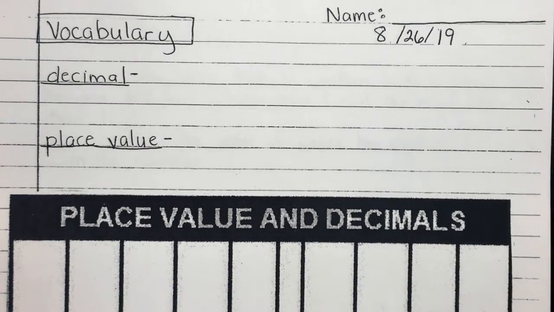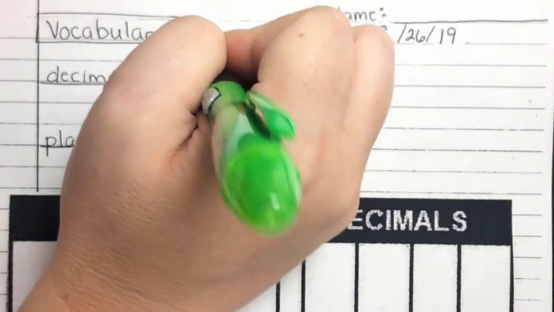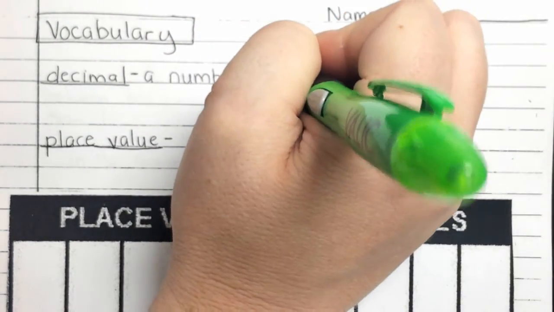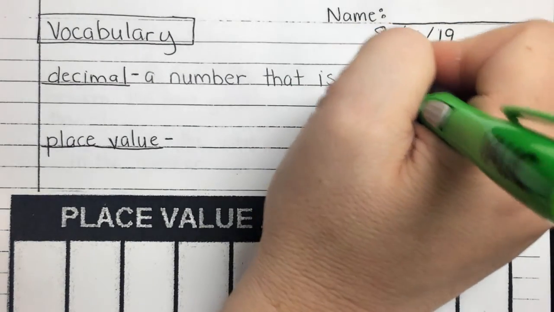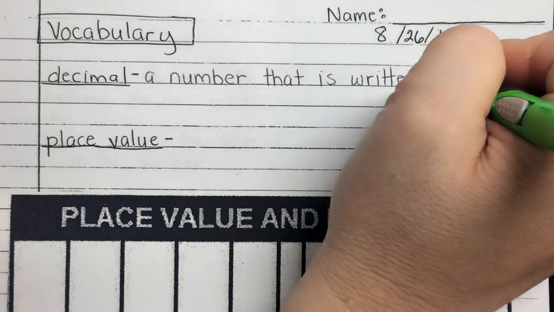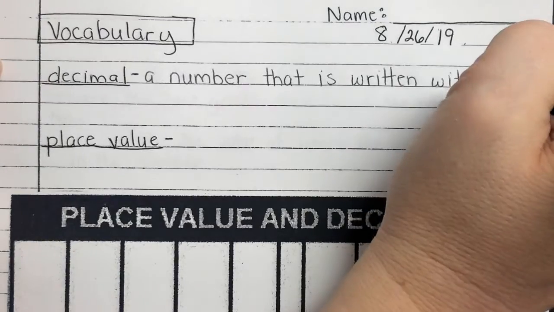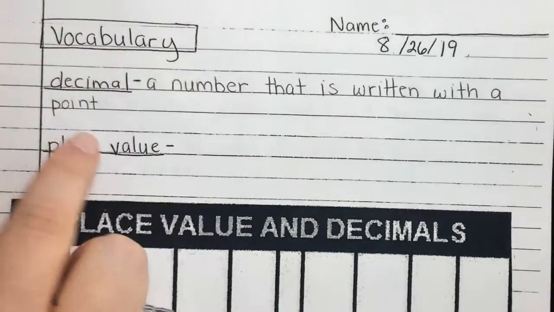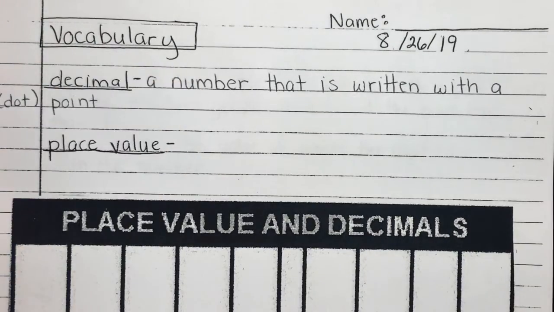So a decimal is just a number. It's a special type of number. So it's a number that is written with a point. All right, that dot is your decimal point. All right, it's the part that looks like a dot.